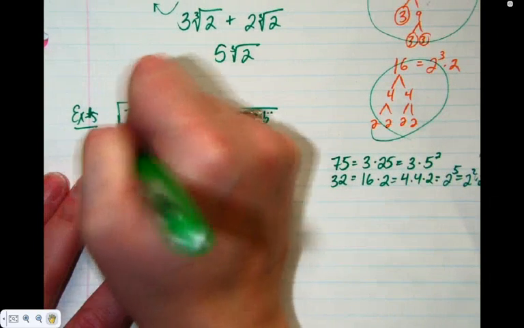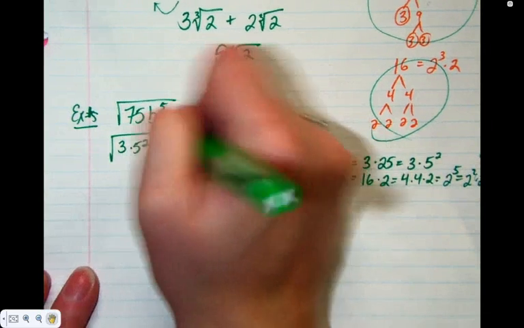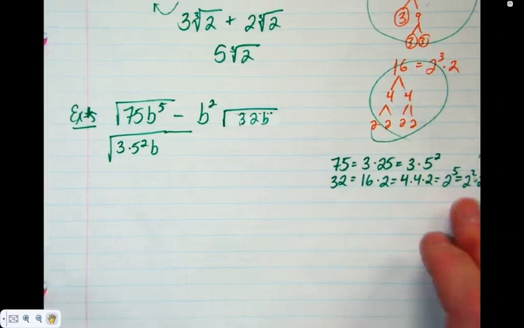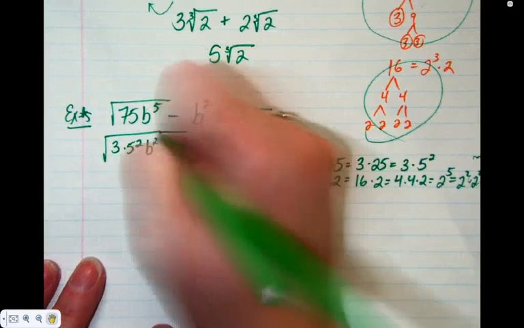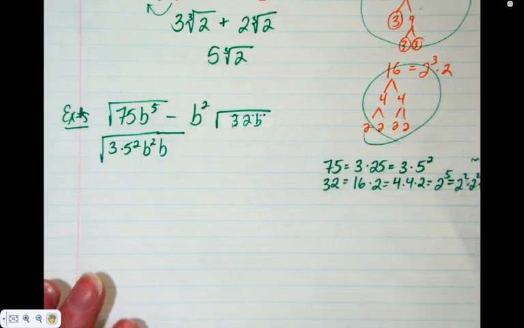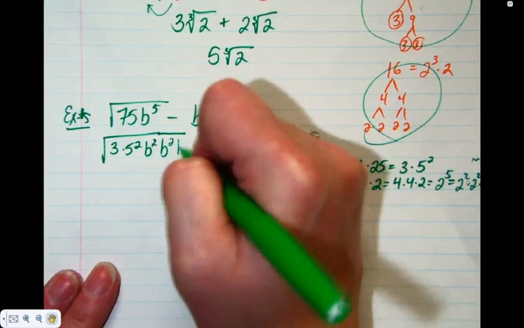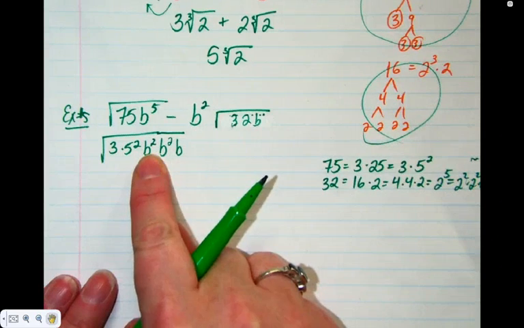45 is going to be our 3 times 5 squared, and then I got to do something with those b's. What do you want to do with b to the 5? Exactly what we did yesterday. Exactly what we did over here with the 2's. B to the 5. So b to the 2. Don't leave me hanging. B to the 2, b. You have a choice. You can absolutely make this b to the 4 because that's still divisible by 2.